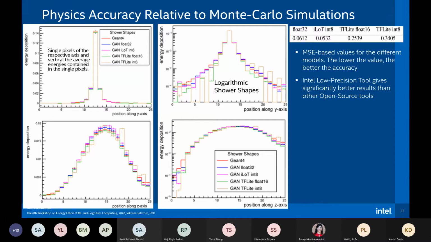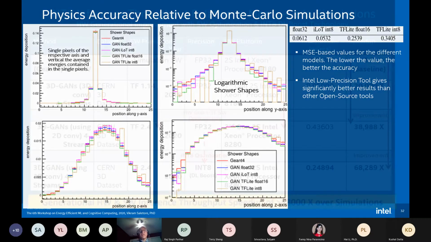And those are the MAE values based on different models, and as you can see, the lower the difference between them is what actually gives us the best result. We have also used the Intel low precision toolkit, which gives the best. We have also looked at TF Lite, and TF Lite Int8 and 16. They don't do as well, and our tool actually does fairly well. Plus, it's automated. So where does that leave us?